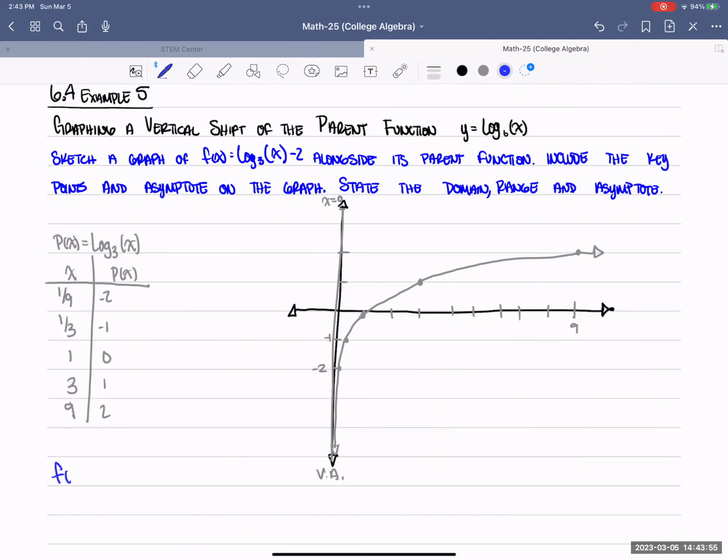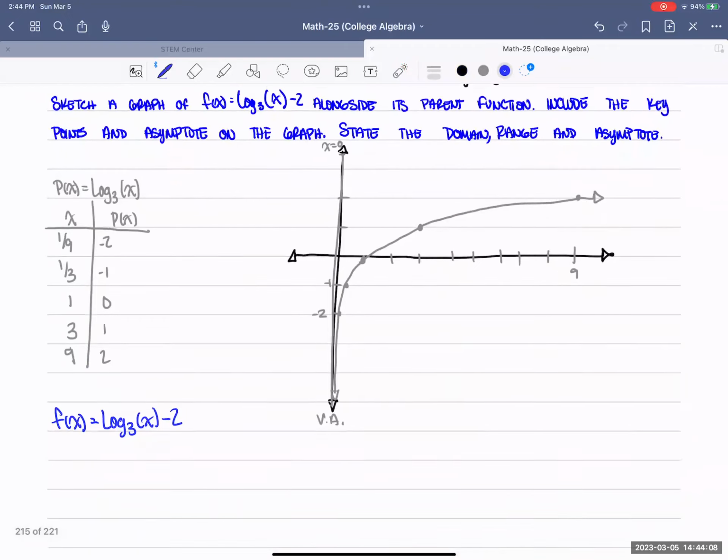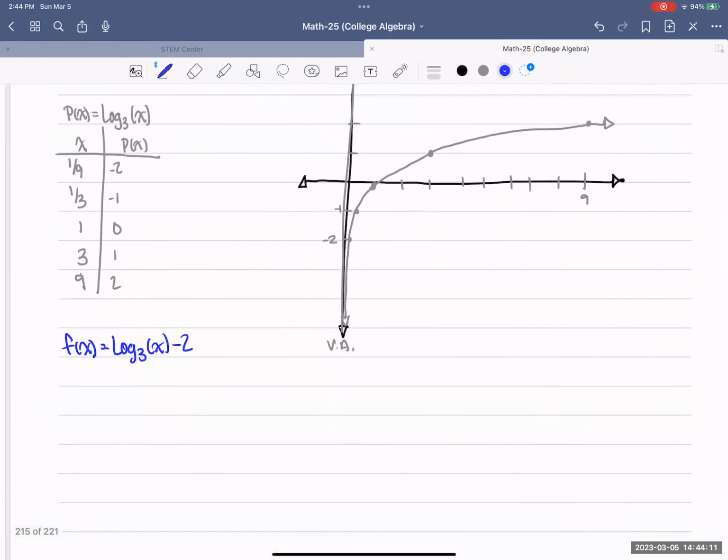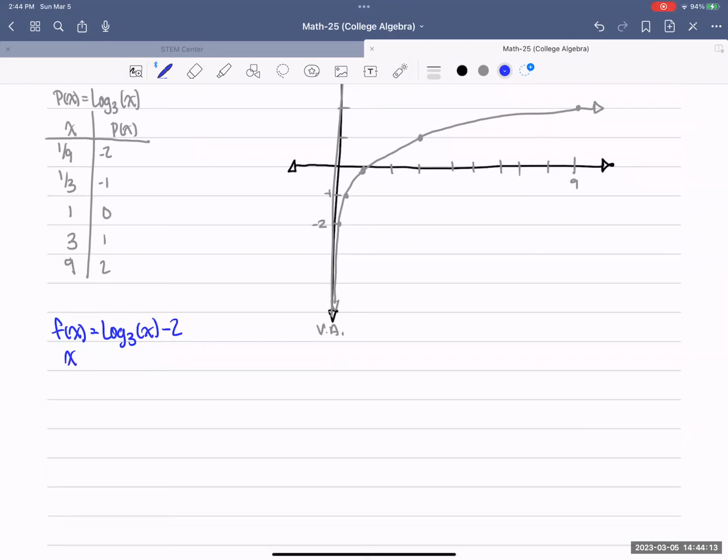So for our function f of x, that's log base 3 of x minus 2, we input all of the same numbers. That's not changing, but our output ends up being decreased by 2. So x, and here we have f of x. Our inputs are still all the same, 1/9, 1/3, 1, 3, and 9. And now for each of our outputs, we're subtracting 2.